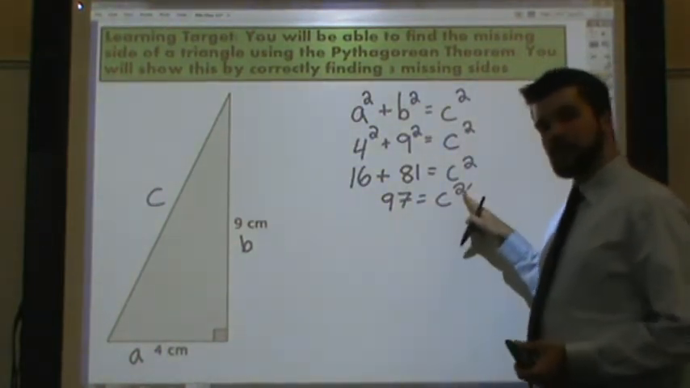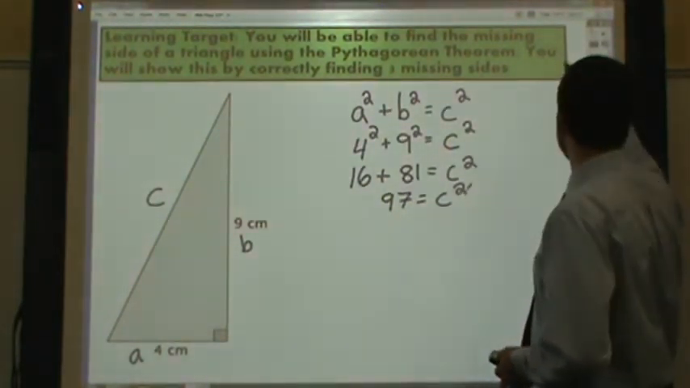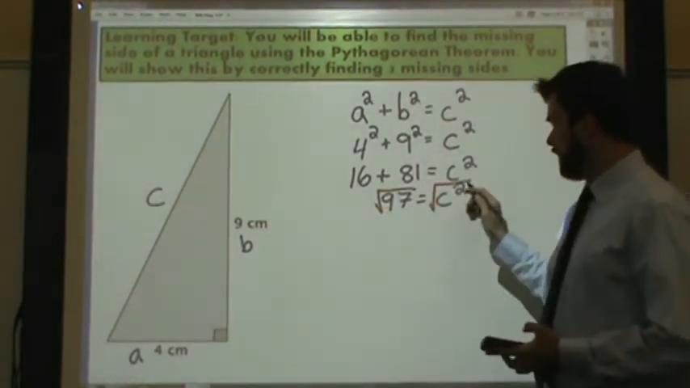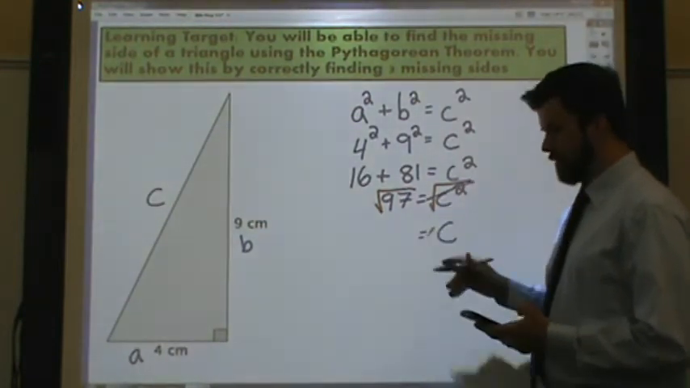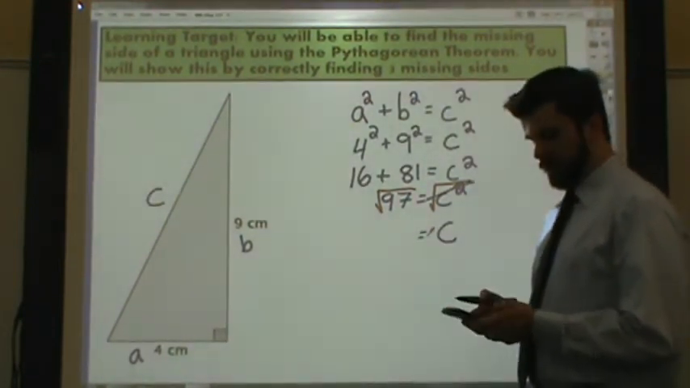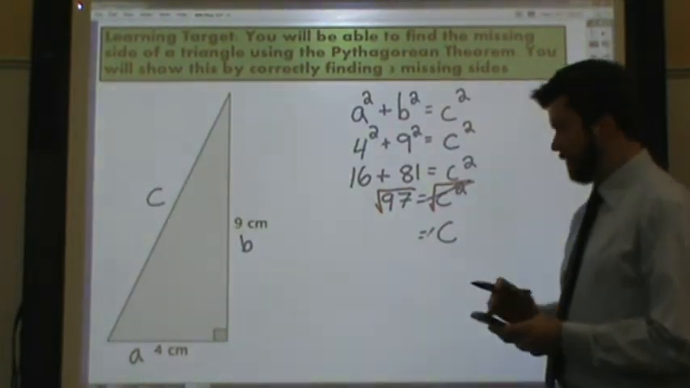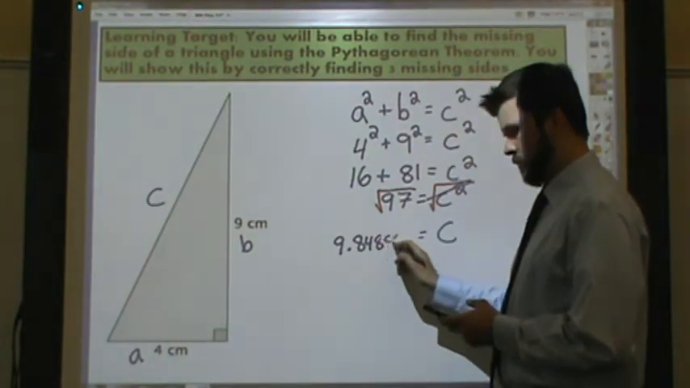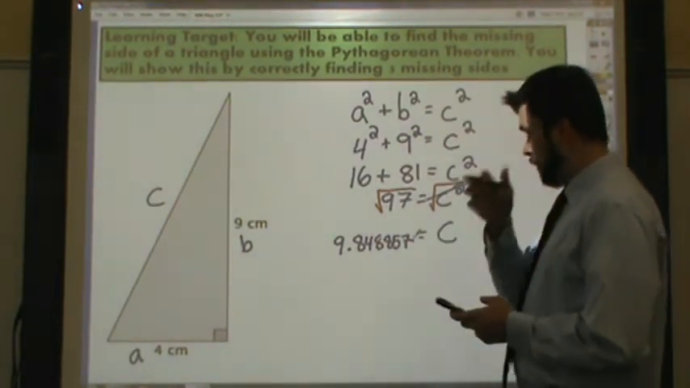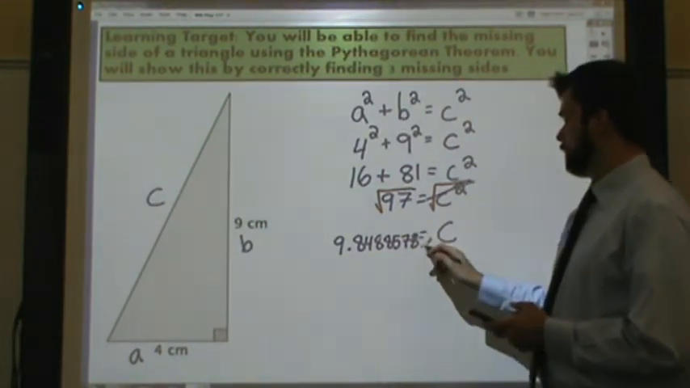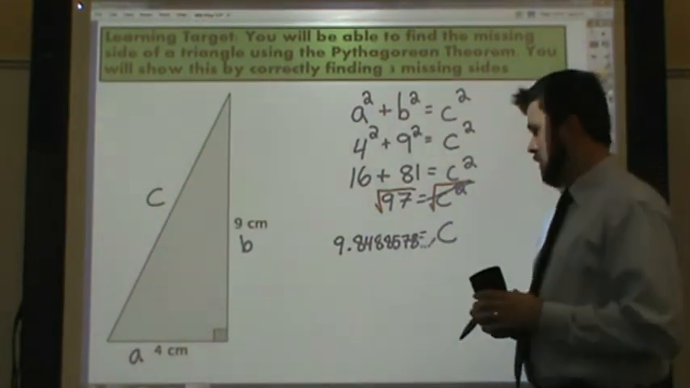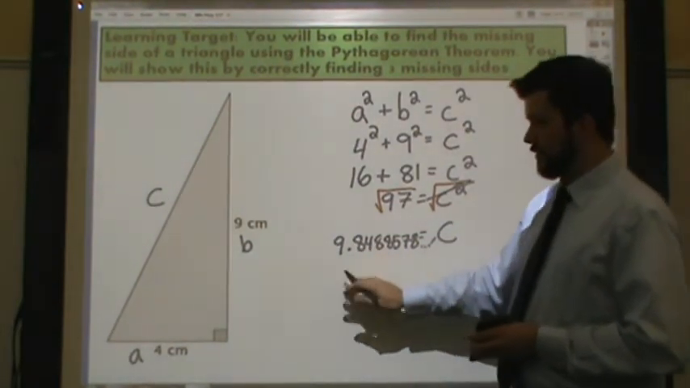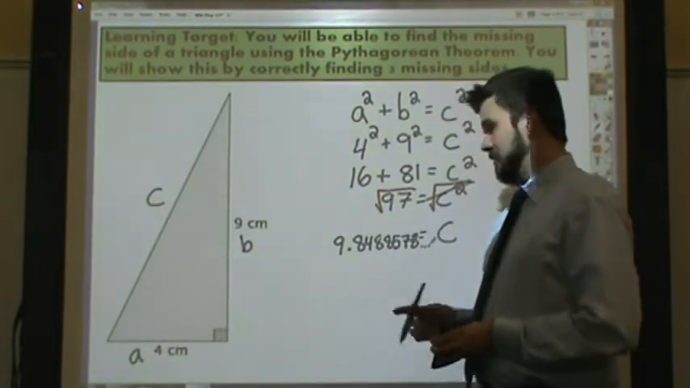We want to get rid of a squared, so the opposite of a square is the square root. So we're going to just write that right on top of it. The square and the square root cancel each other out, leaving the c. And then I could leave square root of 97, but I could also type it into the calculator. It's irrational, it keeps going on forever. So C is approximately 9.8. And then we just want to make sure, is that bigger than both 9 and 4? So yes, that's a good hypotenuse.